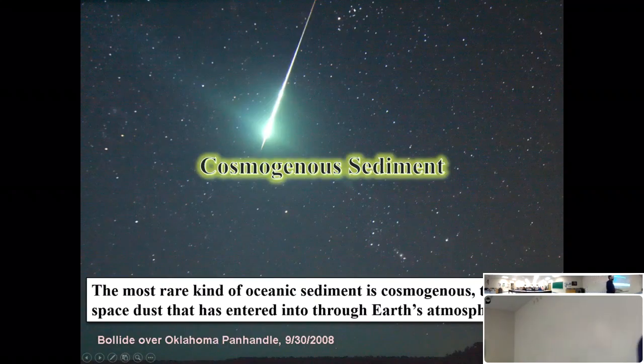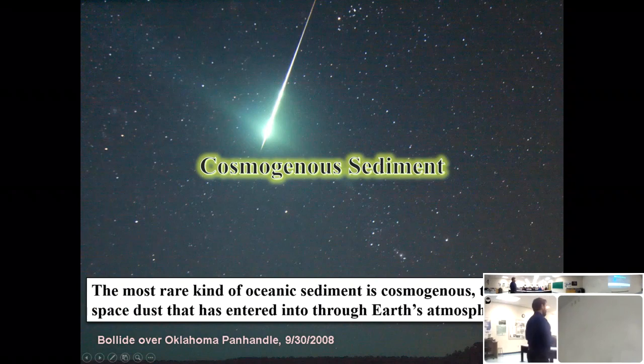All right, so that's a little part on hydrogenous sediments. Now, there's another source of sediment that is very rare, but I wanted you to be aware of it, and that's what's called cosmogenous sediment. Cosmogenous meaning from outer space, right? So this is sediment that comes from outer space, because you might know that a lot of material still hits the Earth, right?